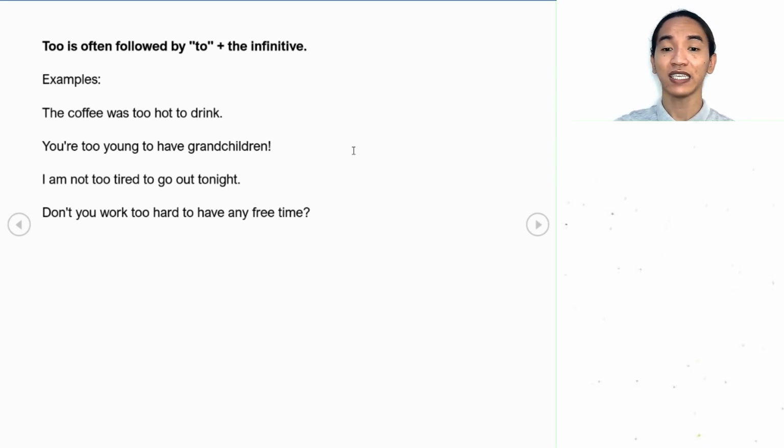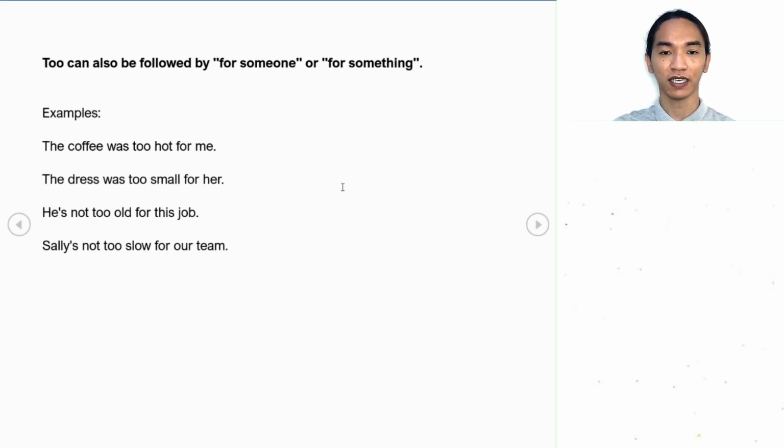You're too young to have grandchildren. I am not too tired to go out tonight. Don't you work too hard to have any free time? Okay? You can follow it by to plus infinitive. So too can also be followed by for someone or something, similar with enough.